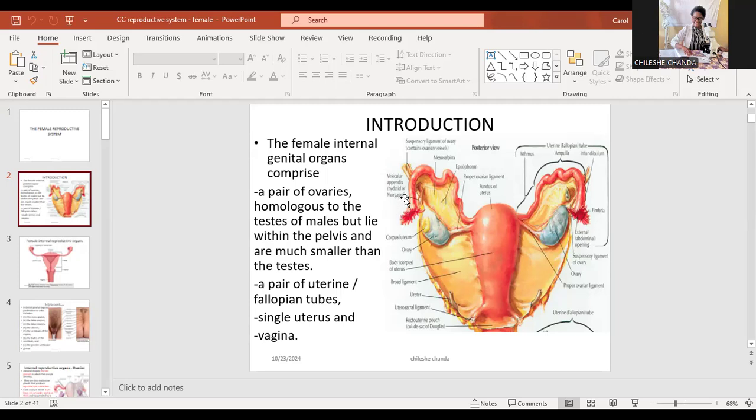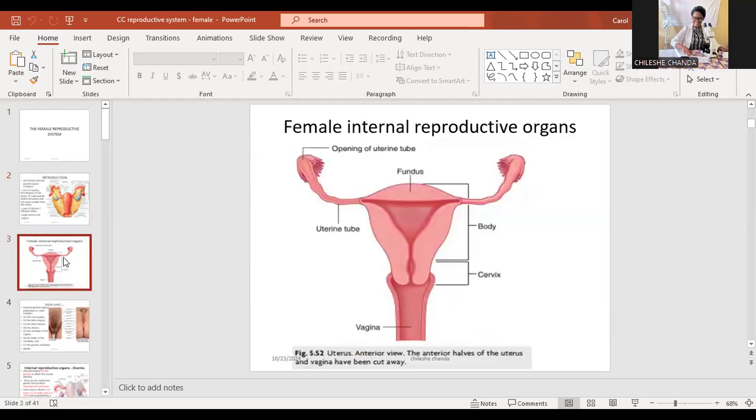And then we have paired uterine tubes, also known as fallopian tubes, one on each side of the uterus, extending laterally. And then we have a single uterus, and a single vagina, which in this diagram has been cut off. Okay, this is a diagram showing almost the same things that we have talked about.